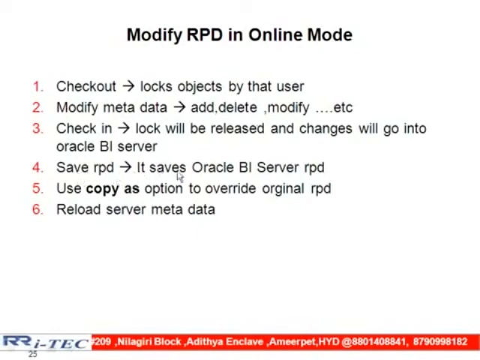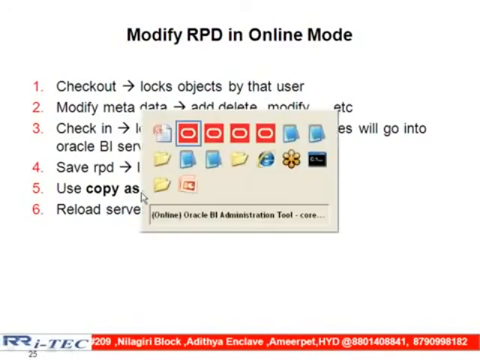Fourth one, save RPD. It saves the Oracle BI server RPD. The Oracle BI server contains one internal RPD, right? In our case it is B151_EBA_BI_0073. That is your RPD, and that will be saved. But we want to save our original one. The original one is B151_EBA. Then we need to go for the copy as option and do it.